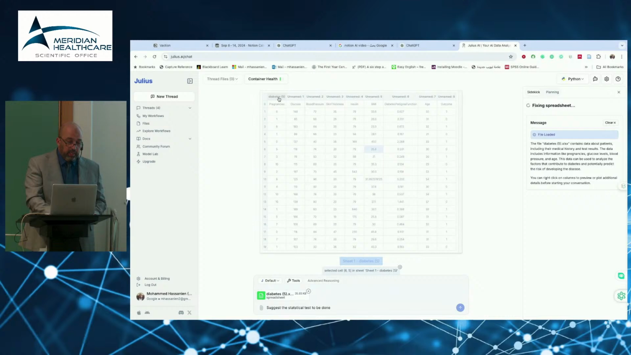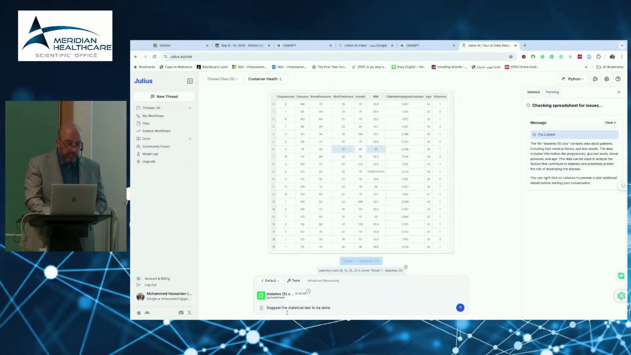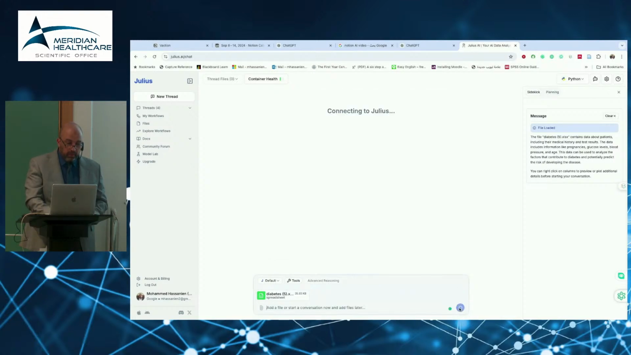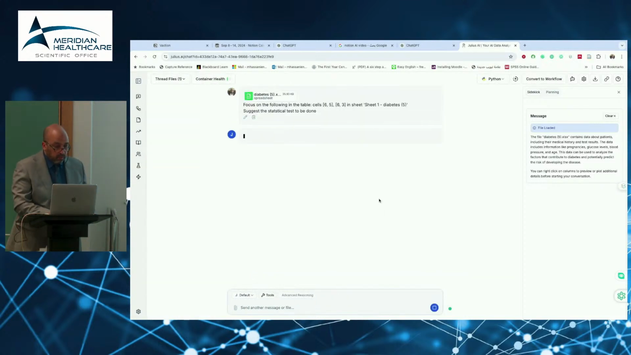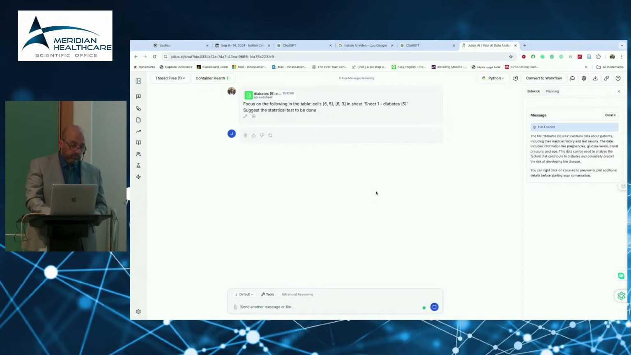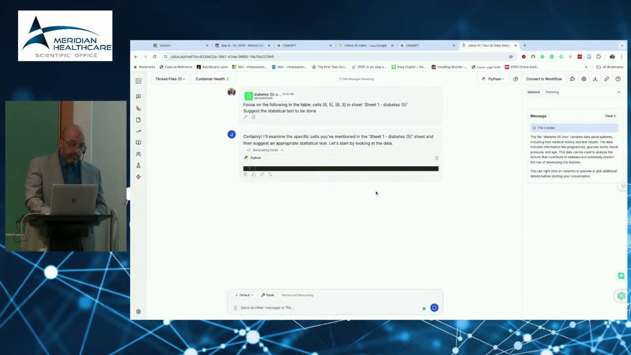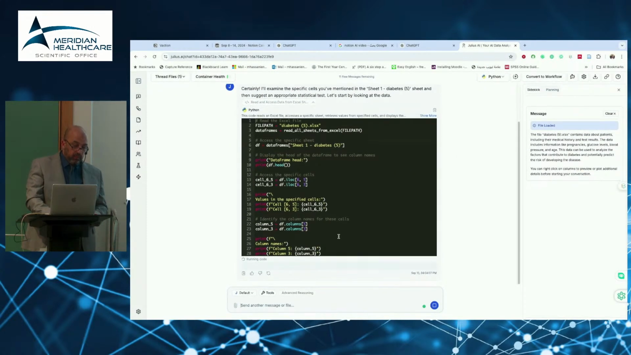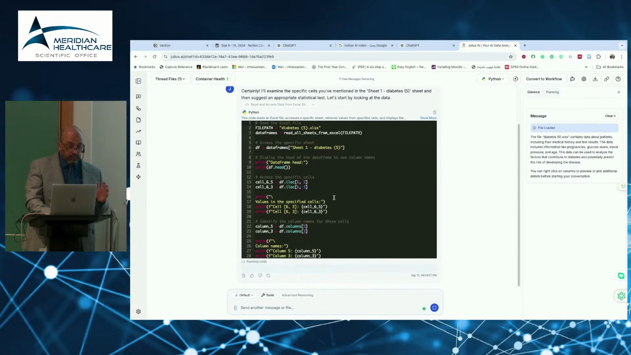After this, it will remove the first column, the first row, sorry. Then I'll ask it to suggest the statistical test to be done. The first row is deleted. It will give me the suggested tests, and then I can run any test from them. It starts by making it through Python coding. After this, it will display the results in the form of tables or graphs, whatever.